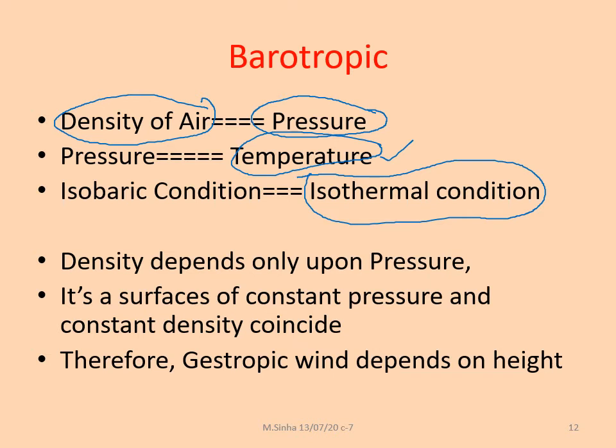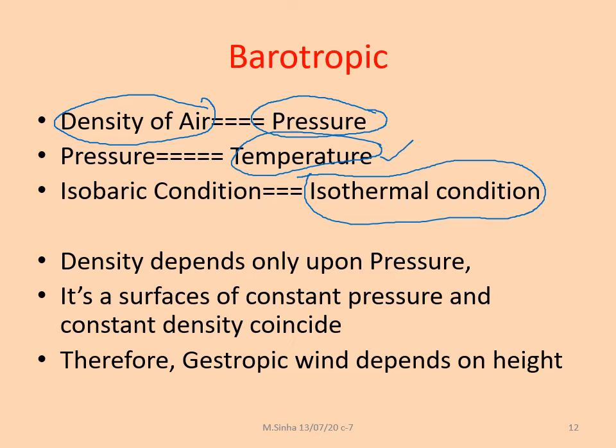Density depends upon the pressure. The surfaces of constant pressure and constant density coincide. Therefore, geostrophic wind depends on the height. So if the pressure, temperature or the insolation is constant throughout the region, the pressure condition of the region is also constant or uniformly distributed. On the basis of uniform pressure condition, the density of the air is uniformly distributed.